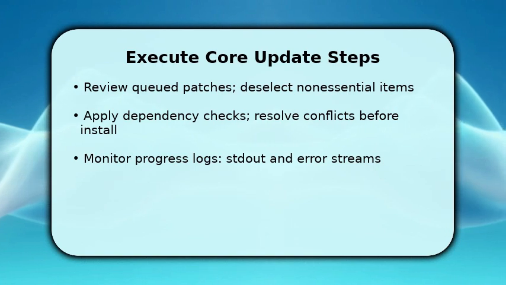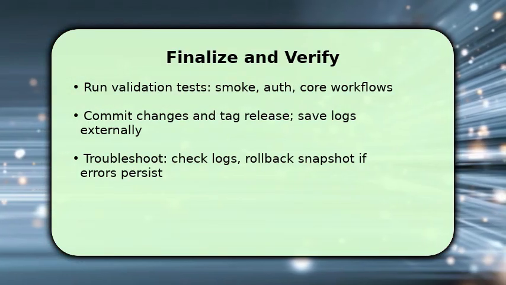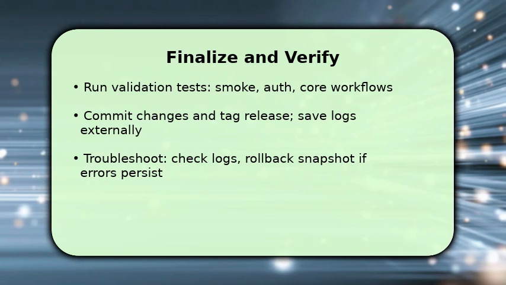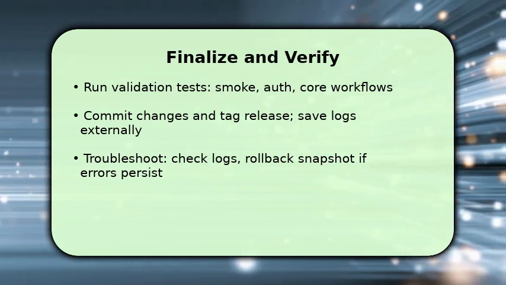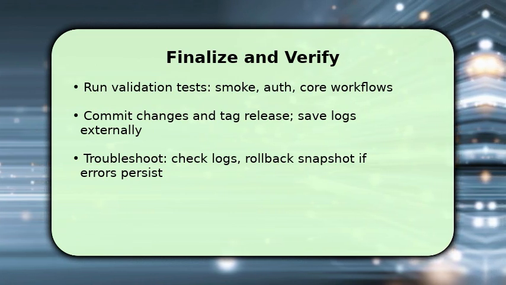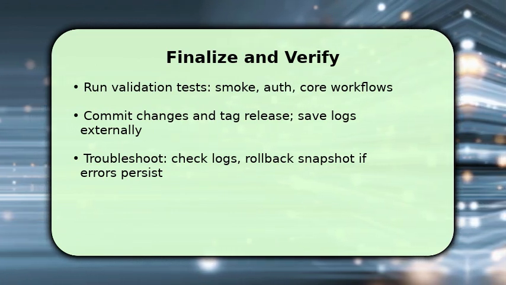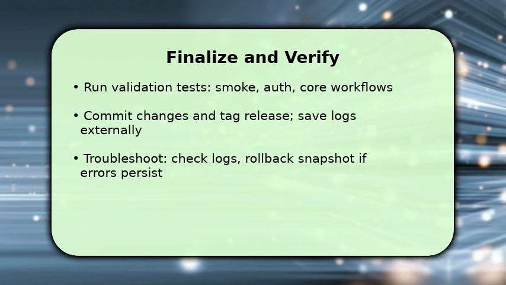This prevents cascading failures when you finish by validating the updated system with quick smoke tests and essential workflows to confirm functionality. Make sure authentication and data paths behave as expected, and then commit the update. Tag the deployment and archive installer logs.